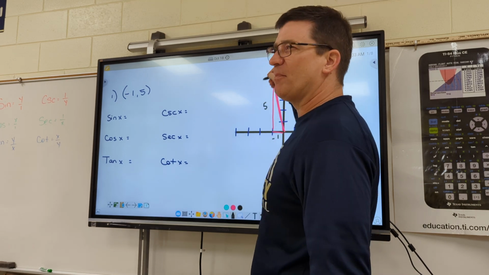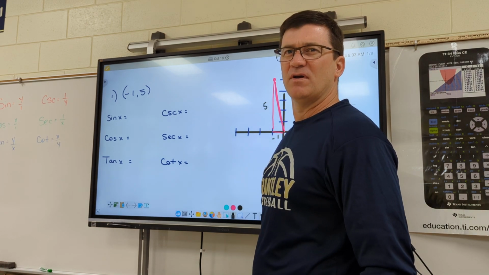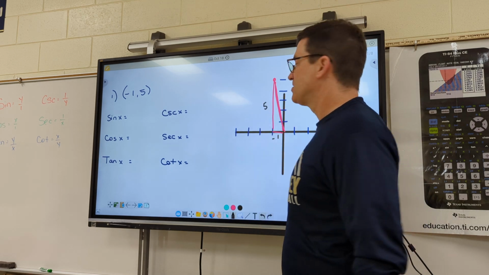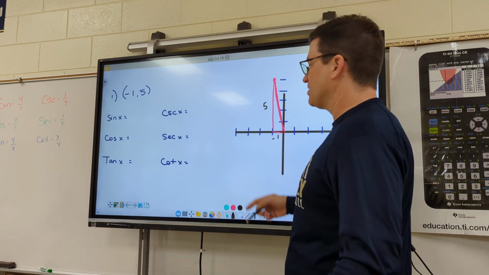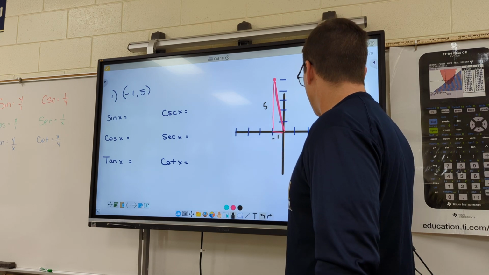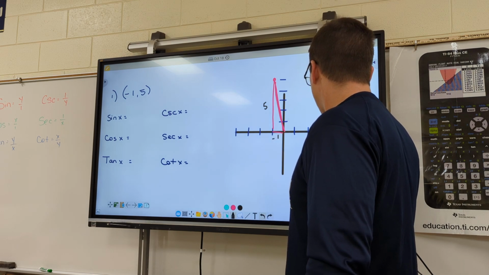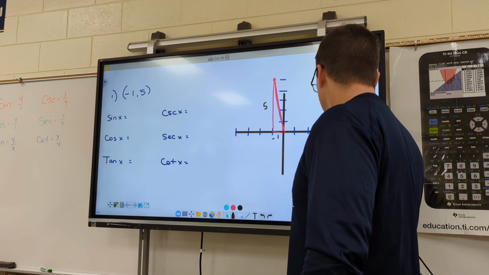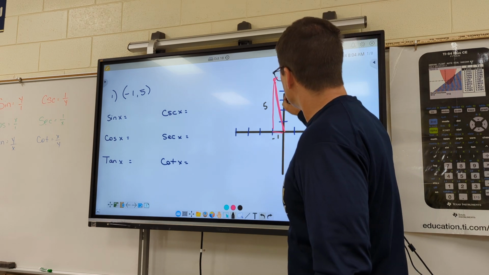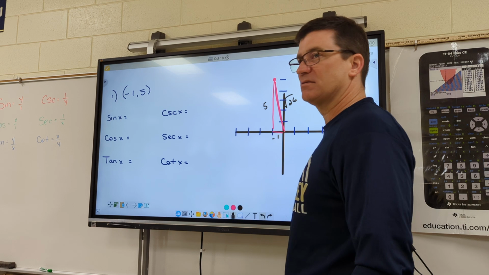How would we find the hypotenuse on the triangle? You guys remember? Pythagorean theorem. A squared plus b squared equals c squared. When you square -1, it's just going to be positive anyway. So you got 1 squared plus 25 equals c squared. 1 plus 25 is 26. So this side is the square root of 26.